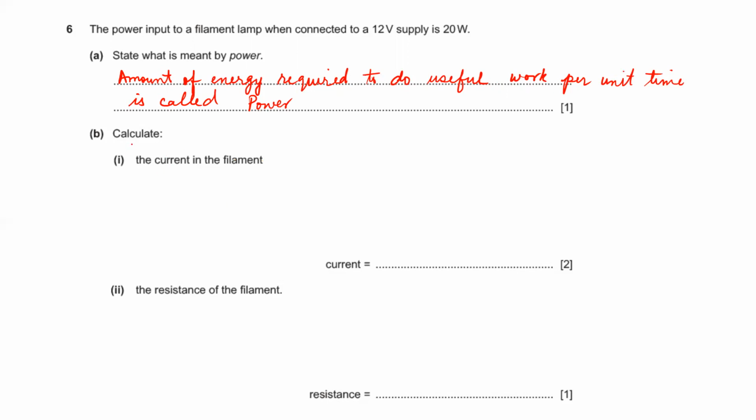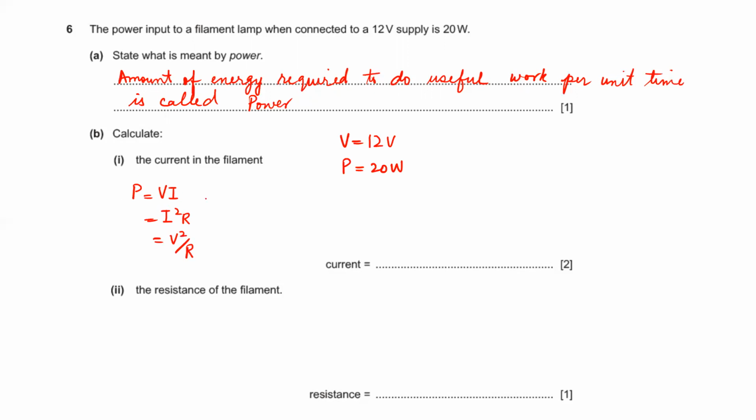Then part B, question 6, part B, first part, the current in the filament. So I have to find out the current in the filament. So remember, the voltage is 12 volts, the power is 20 watts. So remember the formulas for power. Power is given as VI, power is given as I square R, power is given as V square by R. So these are the three formulas for power.